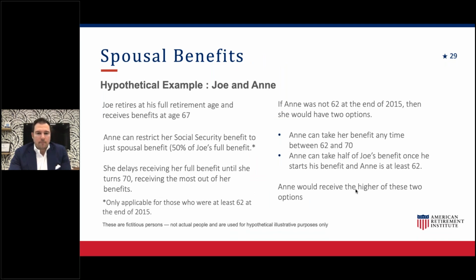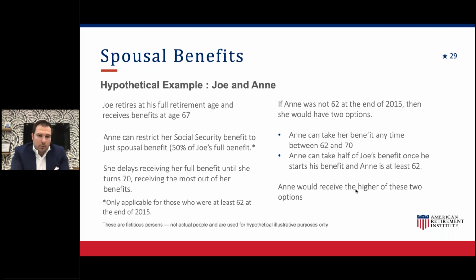Okay, I'm going to mention one thing when it comes to spousal benefits. We're on page 29 right now of the textbook. One thing I'm going to mention is that the lowest spousal benefit has to be equal to at least 50% of the higher spousal benefit at the same age.